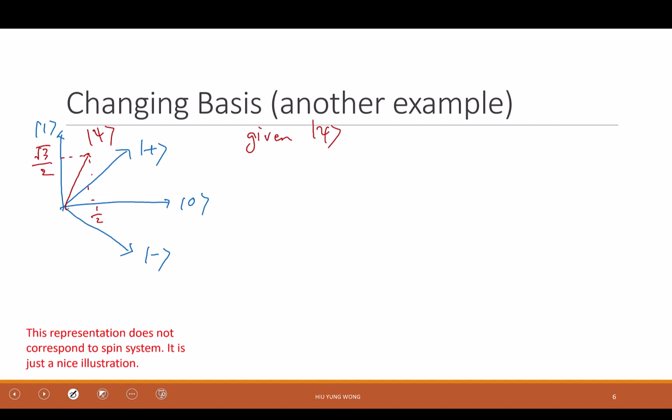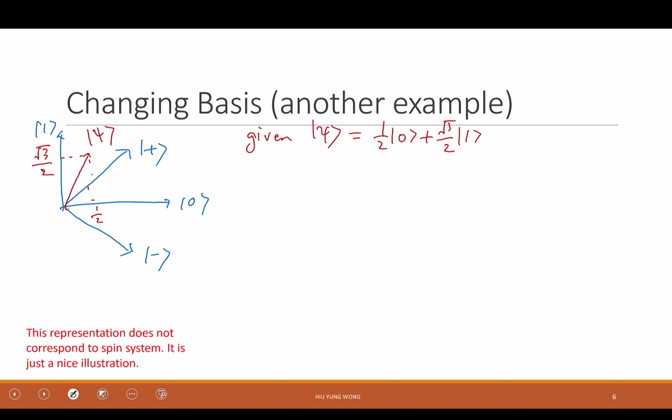You have a vector psi, how do you represent it again in the 0 and 1 basis? Anyone want to tell me? Thank you. Half 0 plus square root 3 over 2 half 1. Again, is this vector normalized? It means does it have a unit length? Because if you do the square of the coefficient, their sum is 1. 1 over 4 plus 3 over 4. Right? It's normalized. Okay?